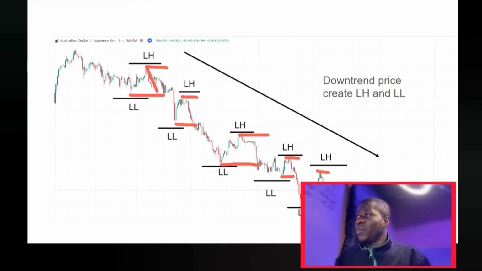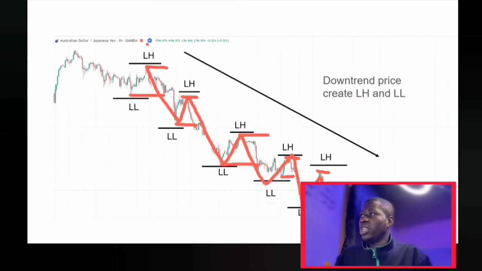And remember, the impulsive move is the move towards the downside, the correctional move is the move towards the upside, and the cycle keeps continuing, right? And remember, for a downtrend, you want to catch the impulsive move, which is the move towards the downside.